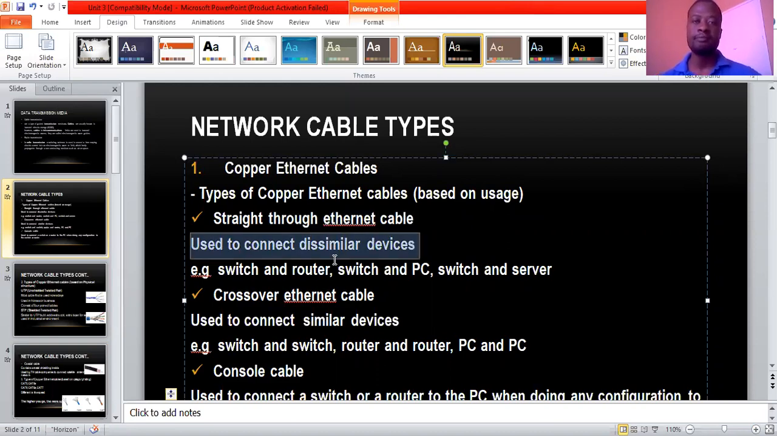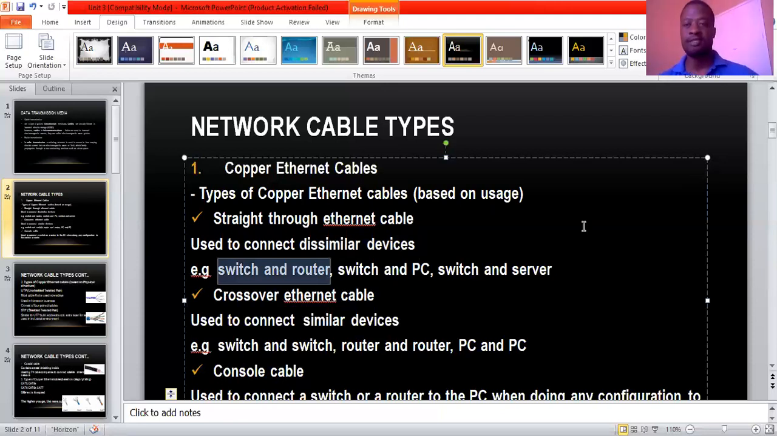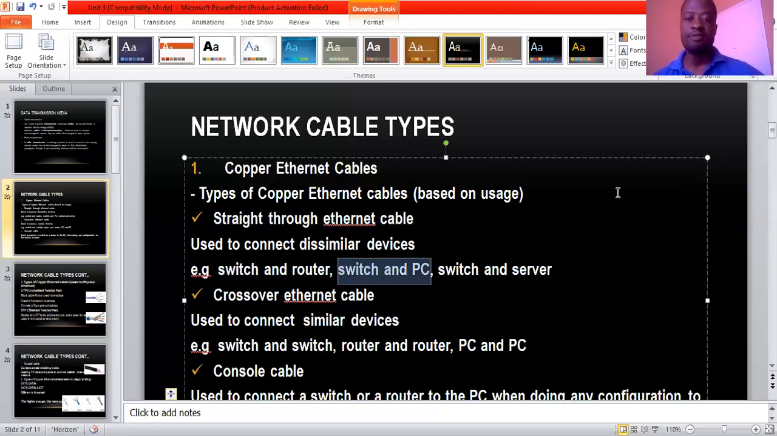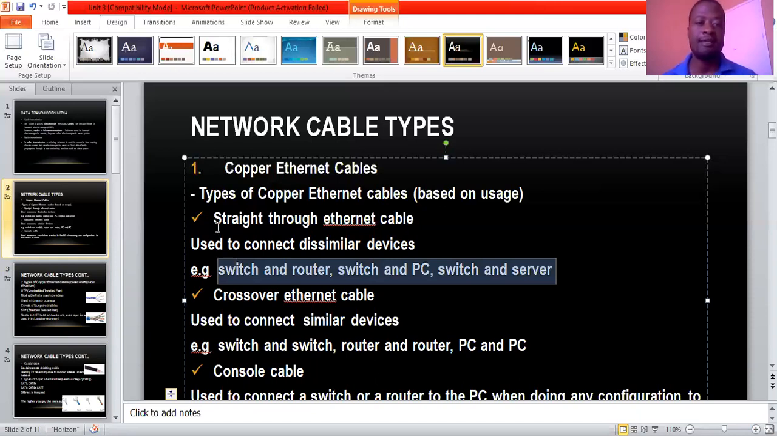Like for example, if you've got a switch and a router, if you want to connect the switch and the router, those are two dissimilar devices. Then you use a straight-through Ethernet cable. Okay, because these devices are not the same; they are dissimilar. Or a switch and a PC, you use a straight-through cable. Or a switch and a server. So to connect these devices together, we use what you call a straight-through cable.